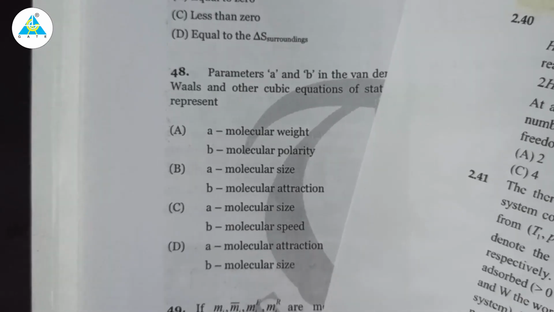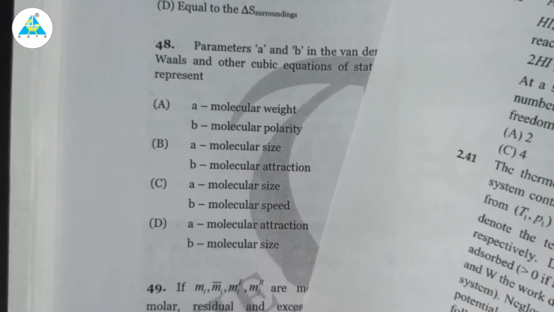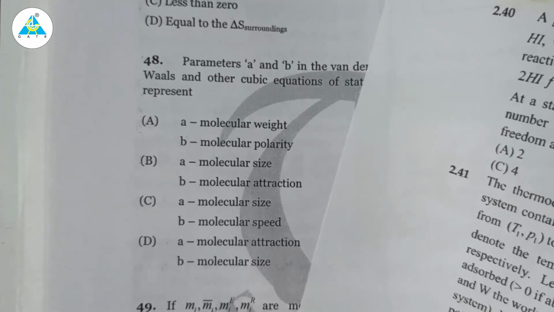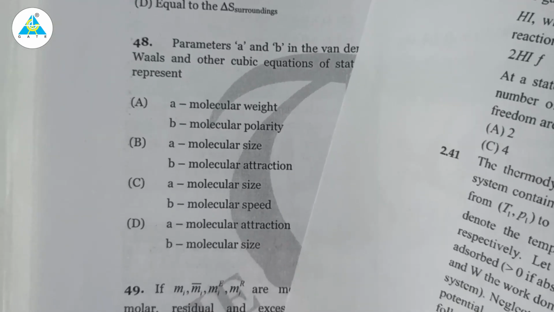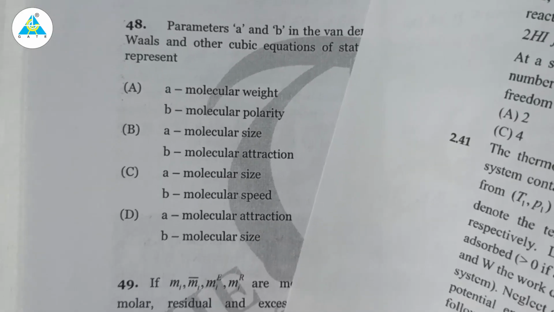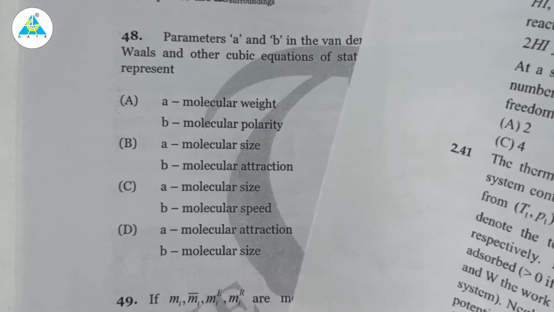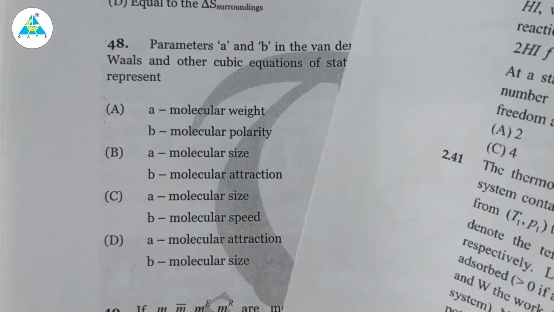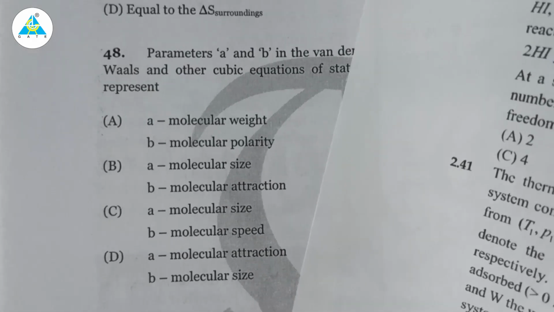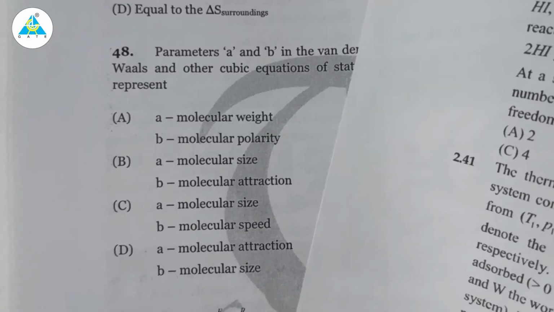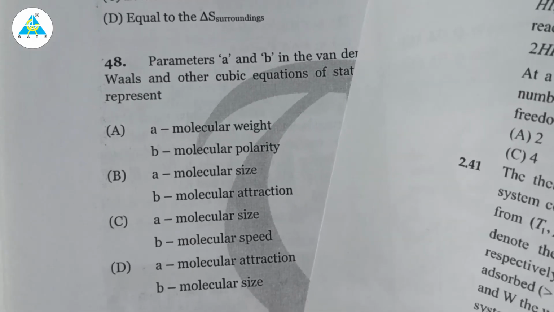Parameters A and B. I hope we have just now explained what parameter A and what parameter B represent. So based on that you should be able to write this: your A represents your molecular attraction and your B represents your molecular size, or we can say the volume of that particular molecule. So molecular size and molecular attraction.